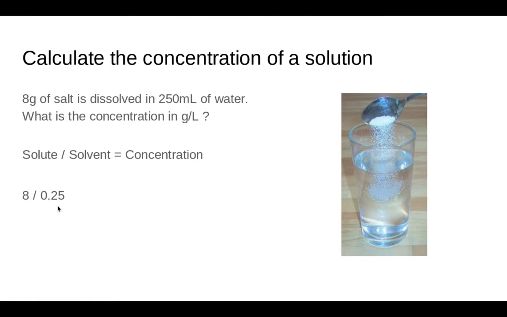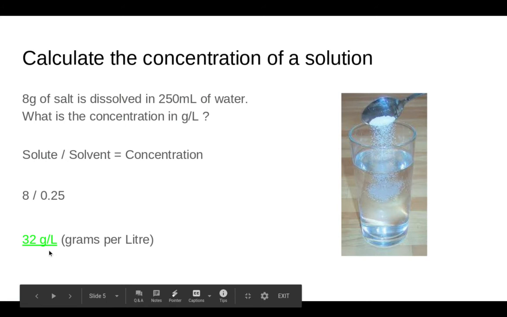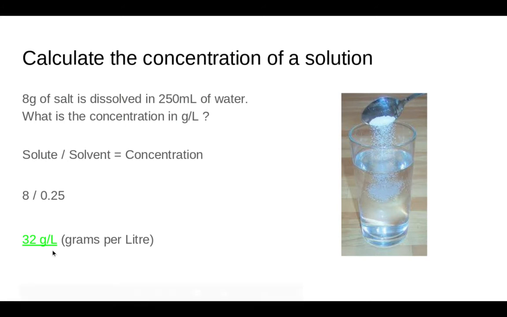Why have I done 0.25? Because here the question asked you 250 milliliters, however you need liters. And when we're doing concentration in this method, we always want grams and liters. So if you've got kilograms or milliliters, you need to convert them. 250 milliliters of water is 0.25 liters, okay? So 8 divided by 0.25 is 32 grams per liter, okay? 32 g/L.